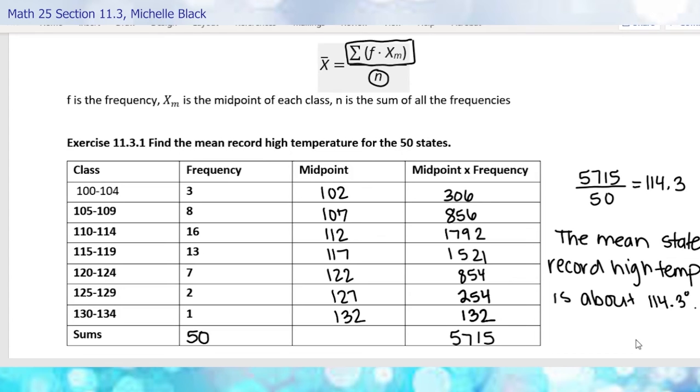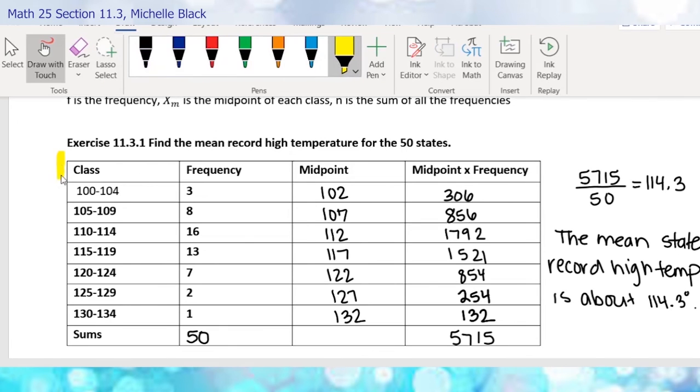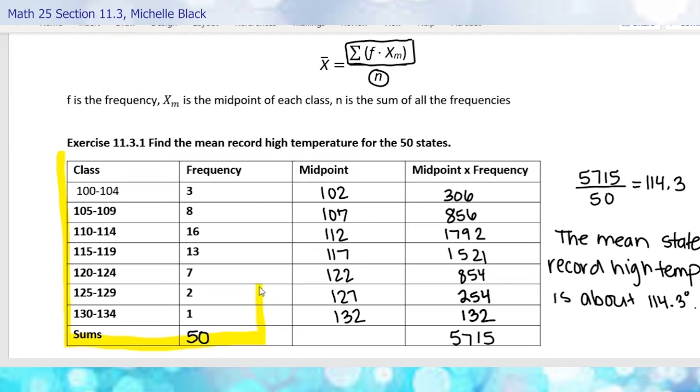Let's talk about what we were actually doing here. This information that we were given, so the classes and the frequencies, is just to give us an idea of how many states recorded a high temperature within these ranges. Right, so 3 states had a temperature somewhere between 100 and 104. But we don't know what that temperature was. Maybe they were all 100s, or maybe it was a 100, a 103, and a 104, or maybe a 102, a 102, and a 104. Like, who knows what that actual temperature was if we were just given this part of the chart?